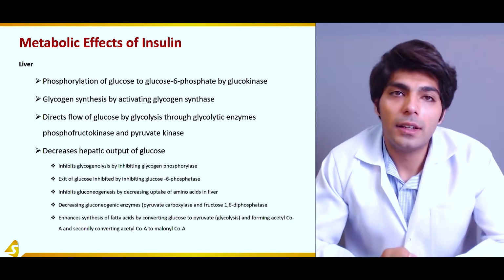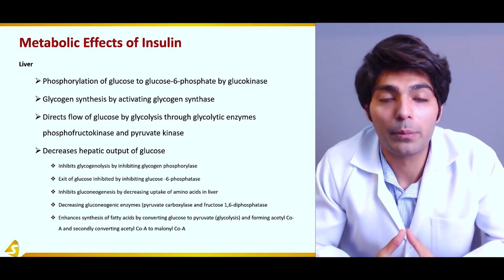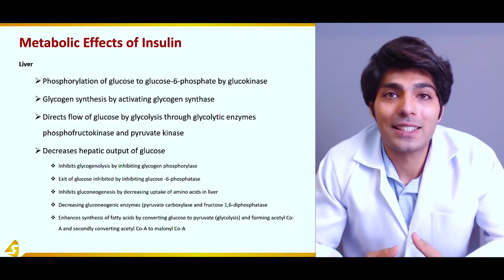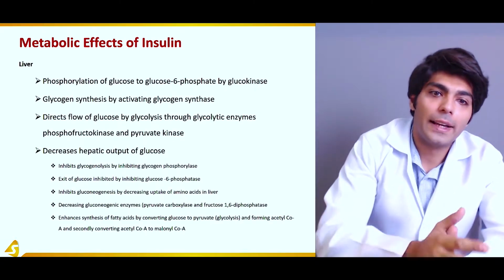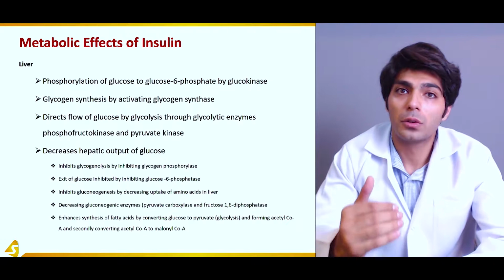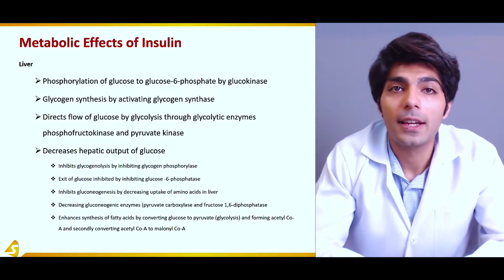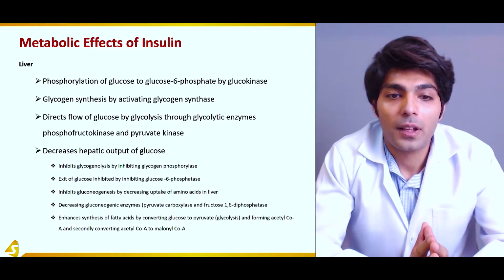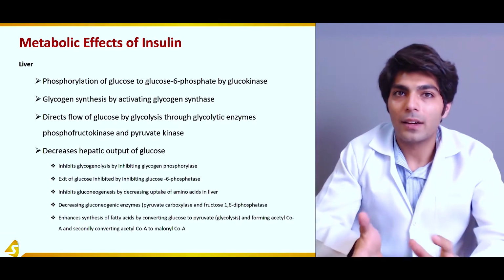So in liver, after the phosphorylation of glucose to glucose 6-phosphate by glucokinase, there's glycogen synthesis by activating glycogen synthase. So glucose is phosphorylated to glucose 6-phosphate by glucokinase, which is then converted into glycogen by activating glycogen synthase, and it directs the flow of glucose by glycolysis through glycolytic enzymes, which are phosphofructokinase and pyruvate kinase.